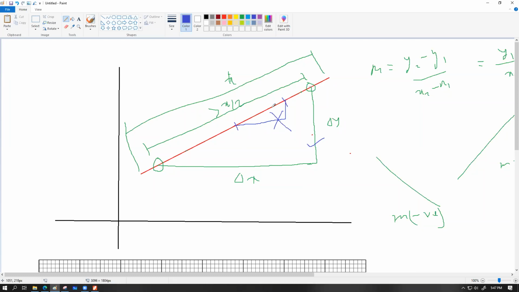The right angle triangle that you are expected to draw to measure your gradient, that hypotenuse should be more than half of this much length. If this much length is 200 units, the hypotenuse should be more than 100 units. So sir, where will this line be given to us? That's what I've been telling. The red line is already given to us from the very beginning of the question. Okay.